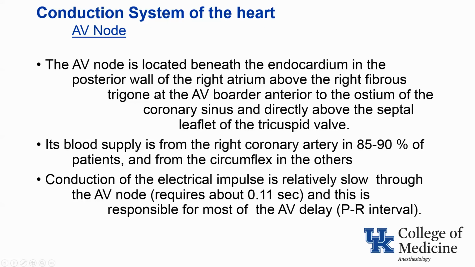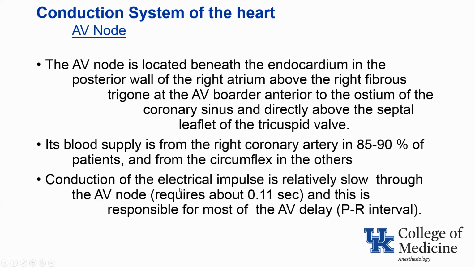The AV node is located beneath the endocardium in the posterior wall of the right atrium, above the fibrous trigone, at the AV border, anterior to the ostium of the coronary sinus, and directly above the septal leaflet of the tricuspid valve. Its blood supply is predominantly from the right coronary artery in between 85 and 95% of patients, and in the circumflex from the balance.